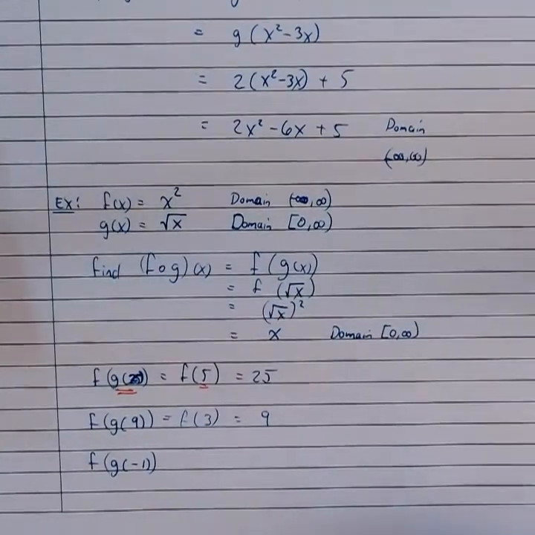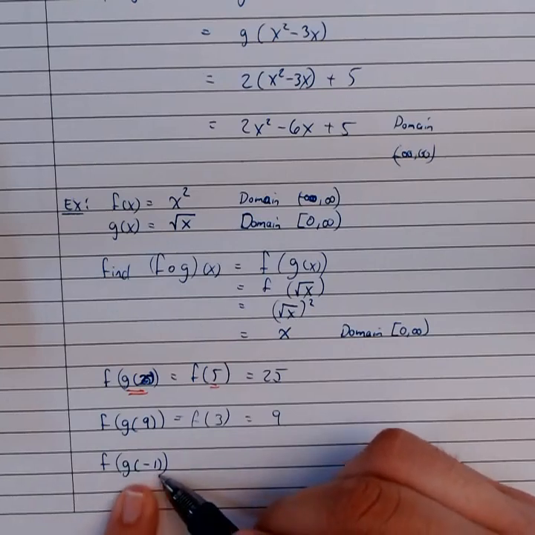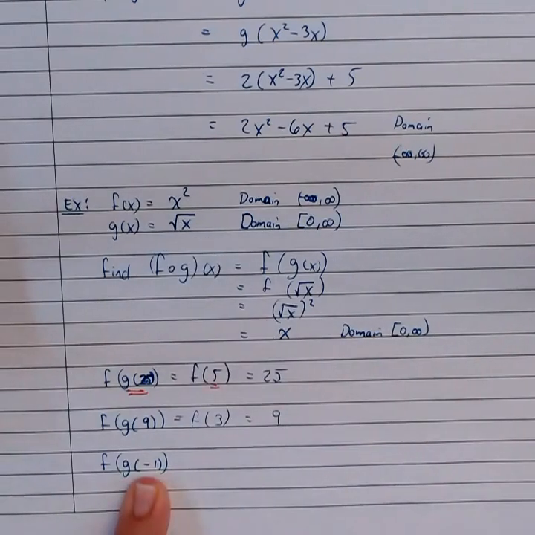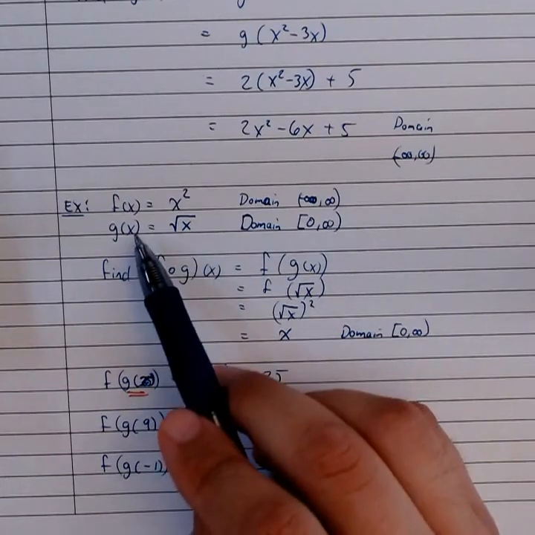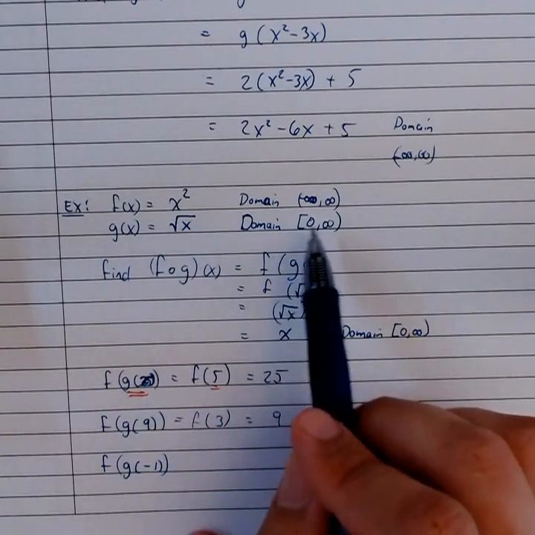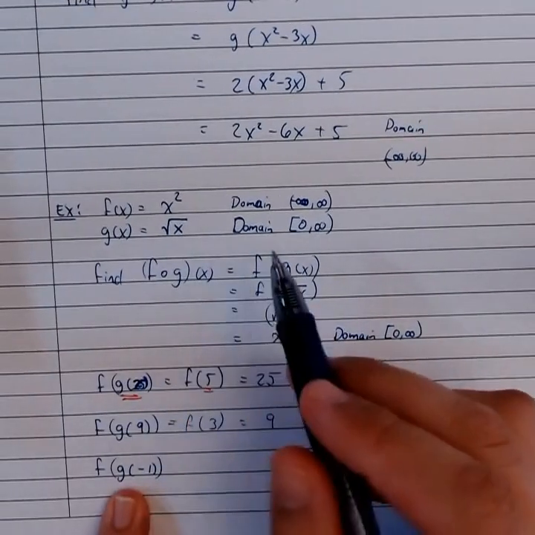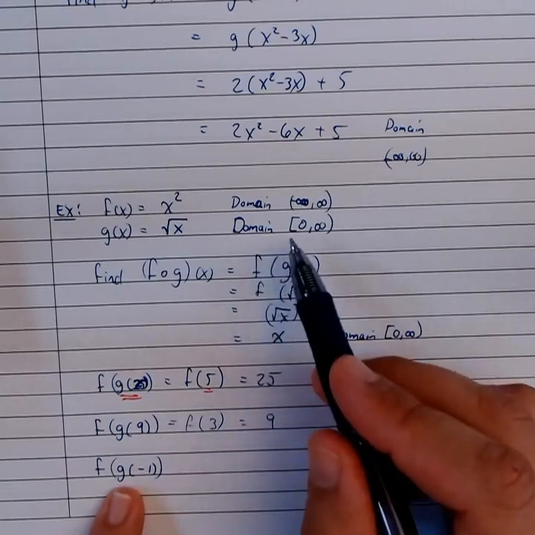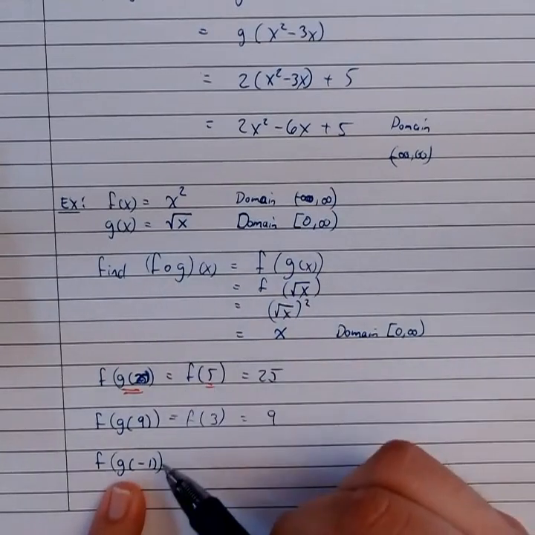All right, no problem. Okay, let's see f of g of minus 1. Well, first of all, we'd have to plug negative 1 into g. Oh, but now I'm done. I'm stuck. Because remember, the domain of the function square root of x is only made up of positive numbers. By trying to plug negative 1 into g, that's it. I'm done. This is undefined. If this number doesn't fall in the domain of g, then g is undefined at that point.